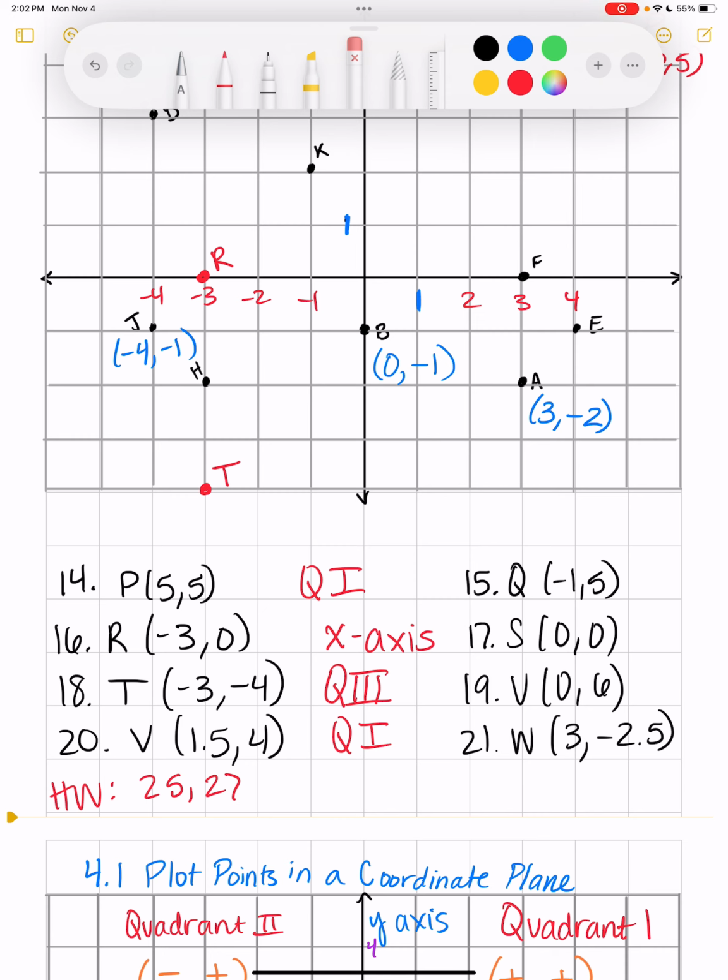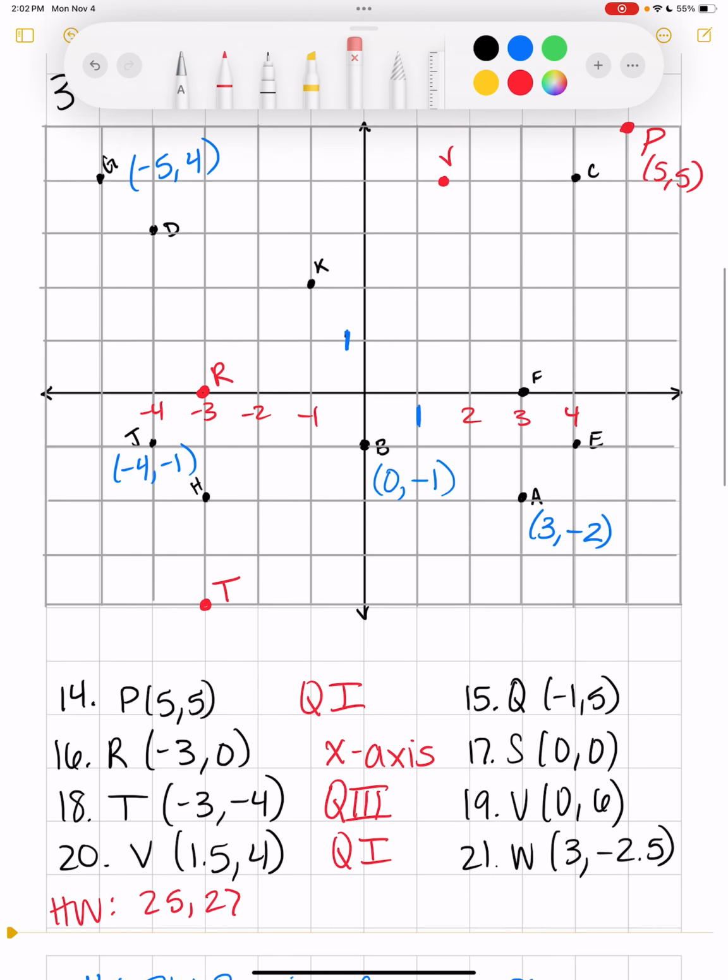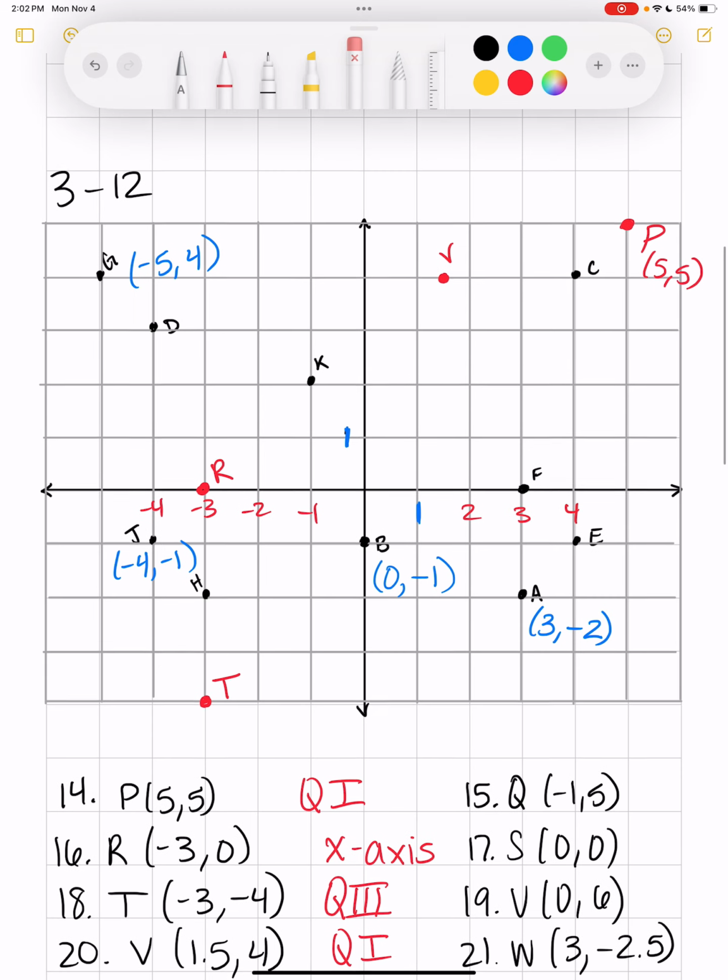Okay? So just the rest of this? Yeah. 15 through 21 and 25 and 27? Yep. Okay. So it's not a lot. You probably can finish it in class. 25 and 27 will take the longest. But yeah. Okay. I'm going to scroll this up so hopefully Harrison can see what we did.